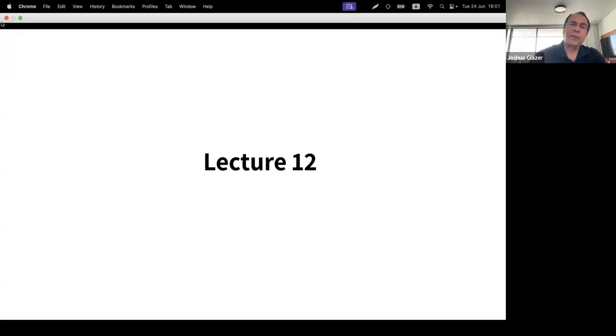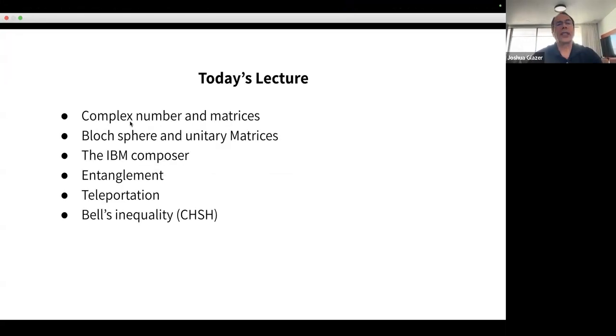Briefly, what we plan to do today is, as I said, a little bit about complex numbers and matrices. We'll talk about the Bloch sphere. We'll talk a little bit more about the IBM composer, entanglement, and most importantly, today we're going to discuss very, very in-depth the concept of teleportation.